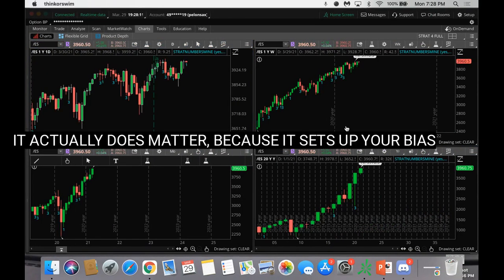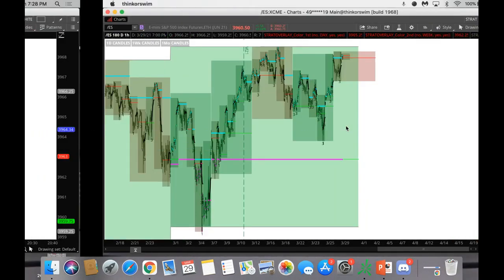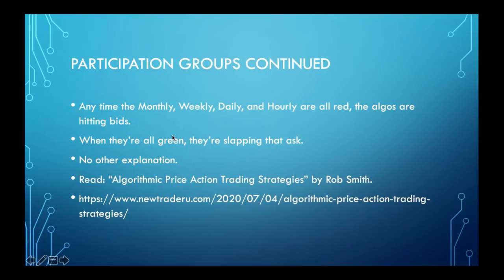So we do need to answer which participation group are we? And again, there's no other explanation. If they're all red, they have to be all selling it right now. If they're all green, they have to be all buying it right now. And for more reading on this subject, I recommend Algorithmic Price Action Trading Strategies by Rob Smith. There is a link in the slideshow, and I intend to share the slideshow everywhere.